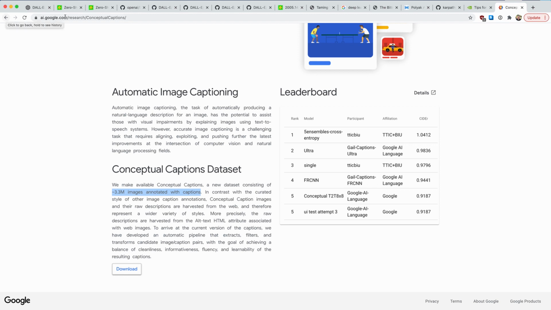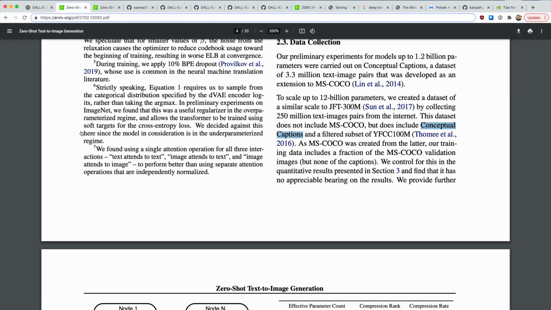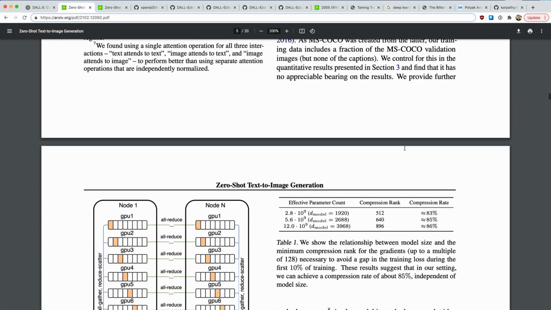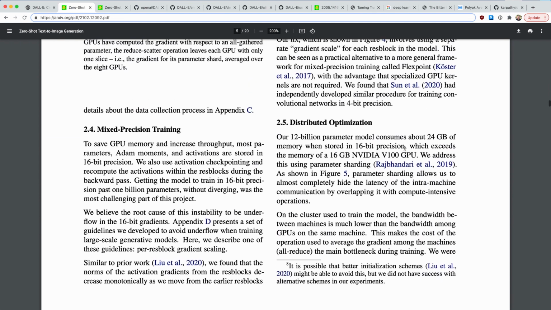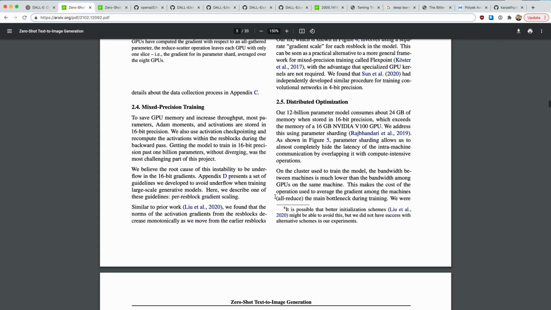Okay, cool. So maybe let's go into section 2.4 and 2.5, which for me are kind of like the meaty components of the gymnastics we go through to scale this model and actually train it. So maybe starting with the mixed precision.